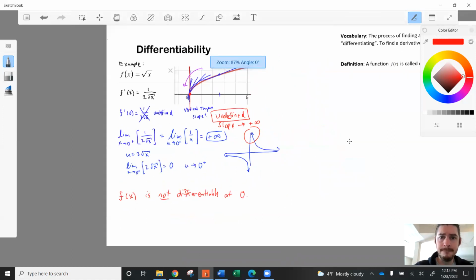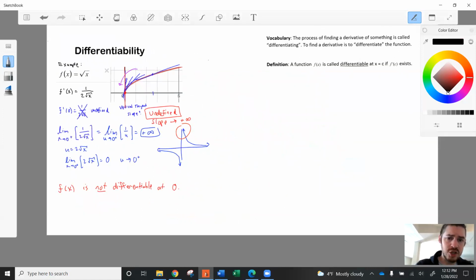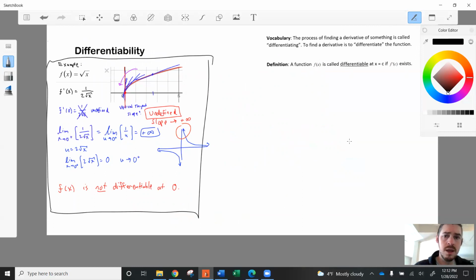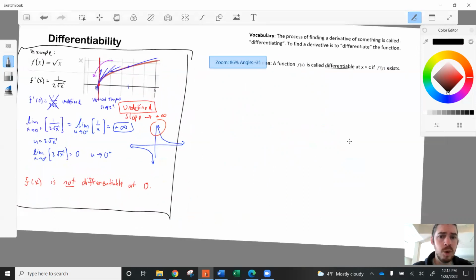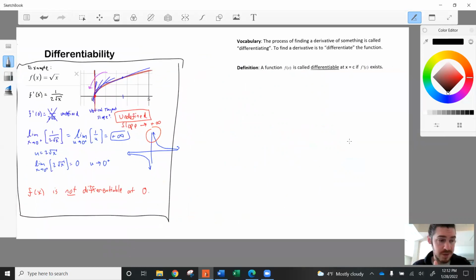Now, let's talk about this idea of differentiable in a little more generality. First of all, a piece of vocabulary. We talk about the derivative of a function. That's the instantaneous rate of change. The process of finding a derivative is called differentiating. To find a derivative is to differentiate the function. To find a derivative of f, that is to differentiate the function. That's what that means. So differentiable means it's possible to differentiate, possible to find the derivative.